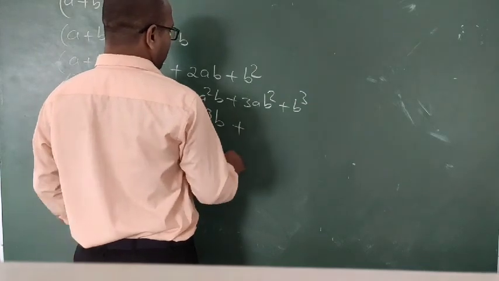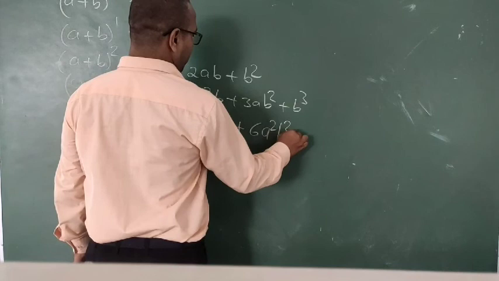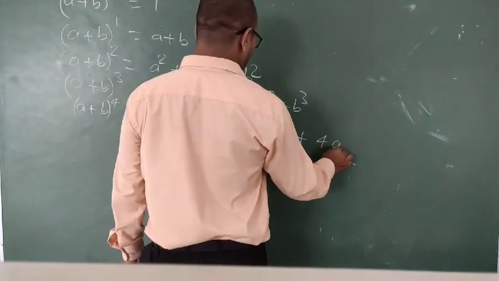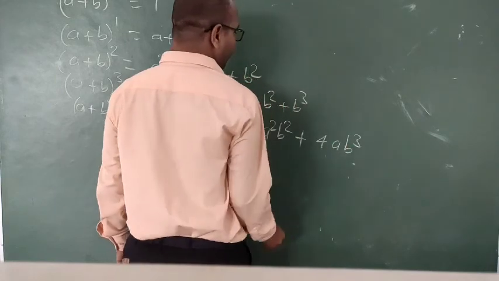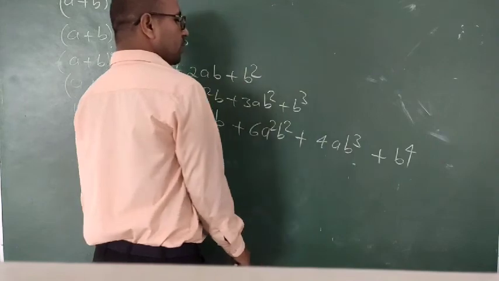plus 6a square b square plus 4ab cube plus b to the power 4. You will get this one.